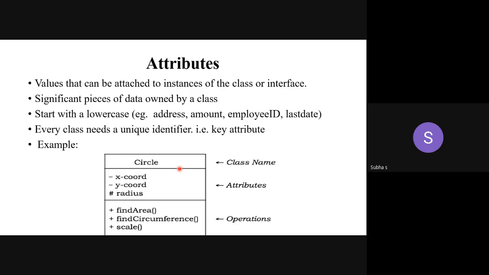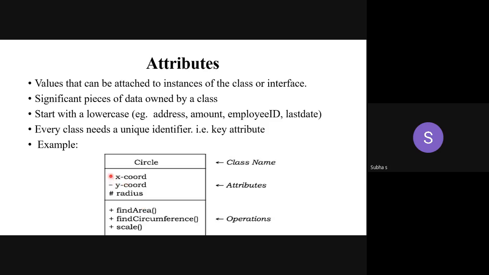Next, what are the operations that I can do with these attributes? I can find the area of the circle. I can find the circumference of the circle. I can find the scale of the circle. So these are the operations that can be performed on the particular class using these attributes. This is the general meaning of the class which is given here.